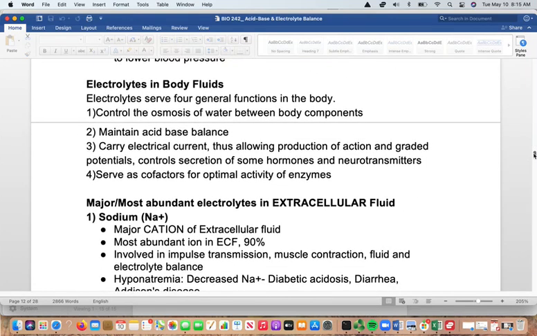So the electrolytes in our body fluids are going to help to control the osmosis of water between the body components. They help maintain the acid-base balance. They can carry an electrical current, so it allows for the production of your action and graded potentials. They control the secretion of some of the hormones and neurotransmitters. And then they can serve as cofactors for several enzymes. So now we're going to look at the specific electrolytes, and we're going to look at the ones in the extracellular fluid.